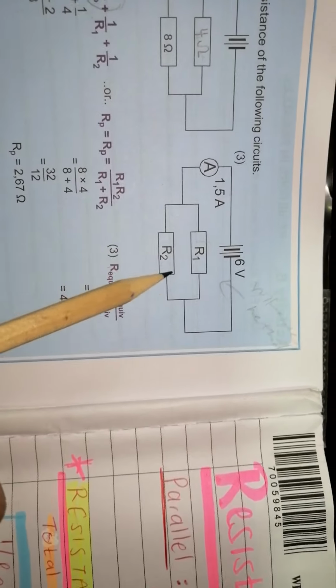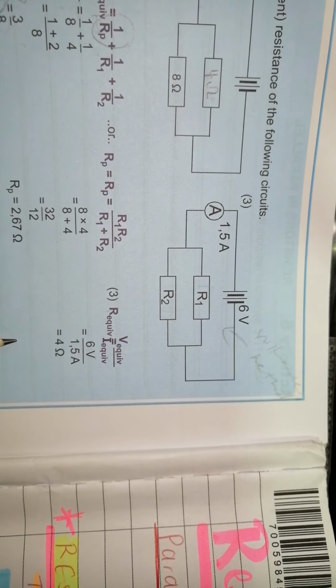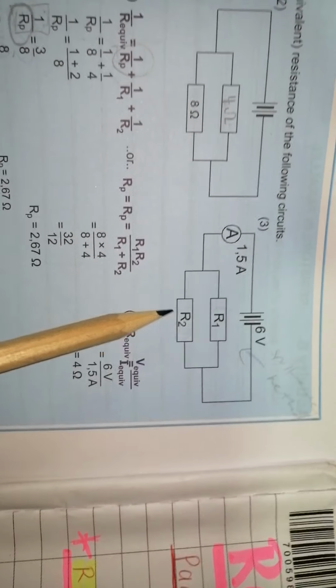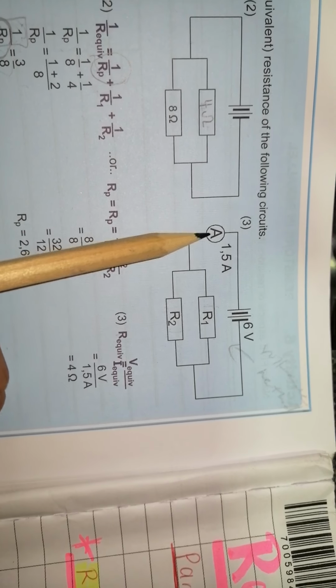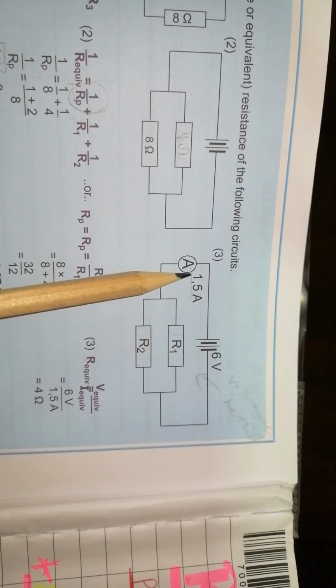Now number 3, you can see again there's branches with R1 and R2, so this is a parallel circuit. Now here we cannot use the formula for parallel circuit to work out resistance because we don't have R1, we don't have R2. So we can't put R1 and R2 in this formula. But let us see what we do have. Now we do have an ammeter, and this ammeter is in series. It's not on the branches, which means this ammeter reading of 1.5 amps is the total current.